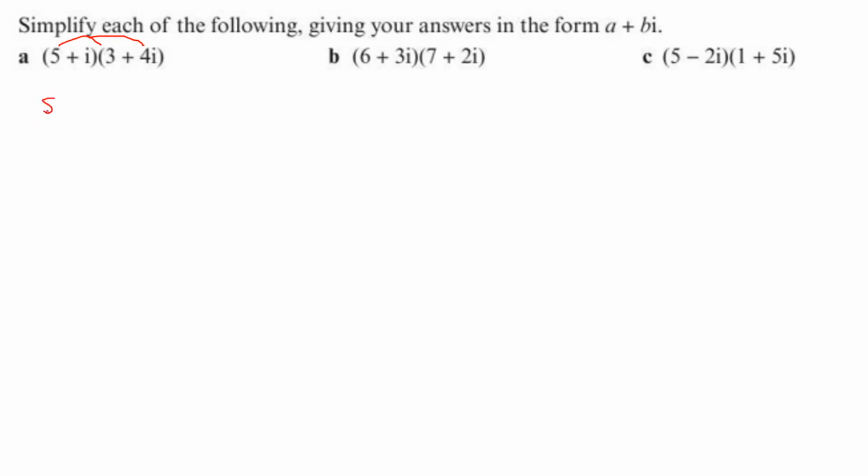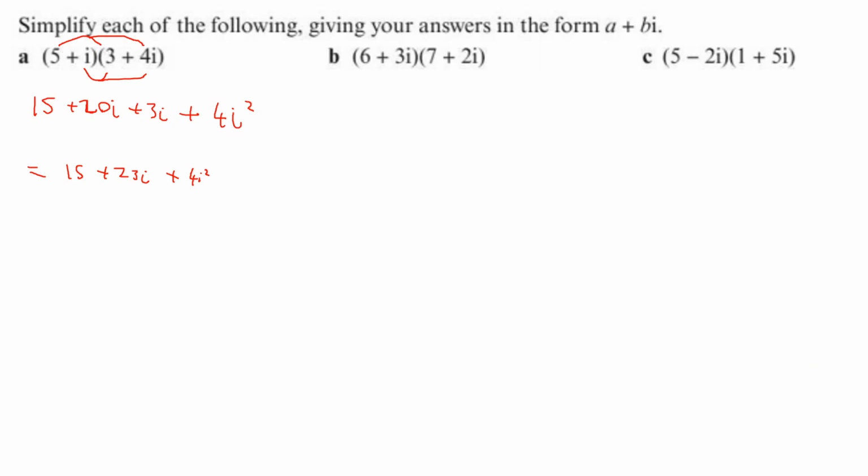So this will be 15 plus 20i. And then on the bottom, we have plus 3i plus 4i squared. Okay? And so what we're left with as an answer is 15 plus 23i plus 4i squared, right?